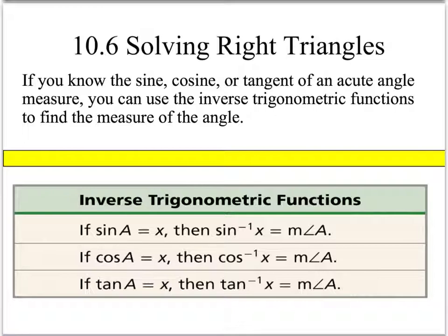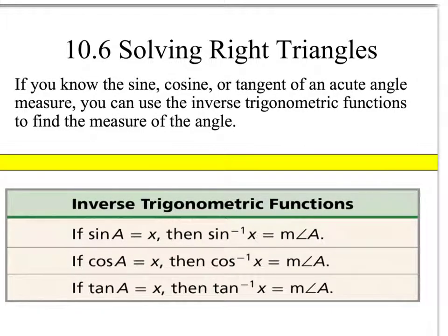So again, at the bottom it says if sine of A is equal to x, then the inverse, and that's just that -1, sine to the -1, the inverse sine of x is equal to the measure of angle A. On your calculator, you'll see your sine, cosine, and tangent buttons. If you hit second and then sine, or second cosine, second tangent, that gives you your inverse operations.